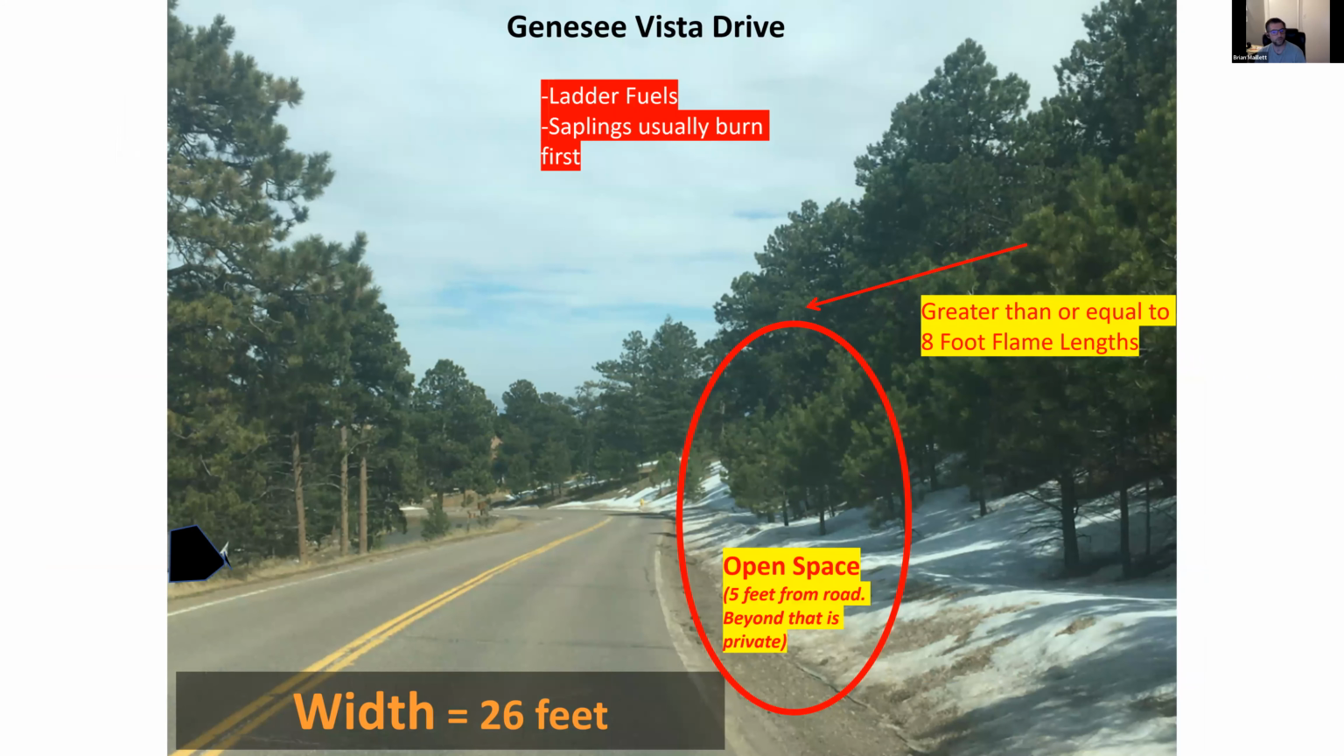So some photos from Plan Unit B. This is Genesee Vista Drive. On the right side is open space. It's only about 5 feet of open space, and it's just a short amount. And everything beyond that 5 feet is private property. So I just wanted to point that out, that I plan to do what I can do on open space.